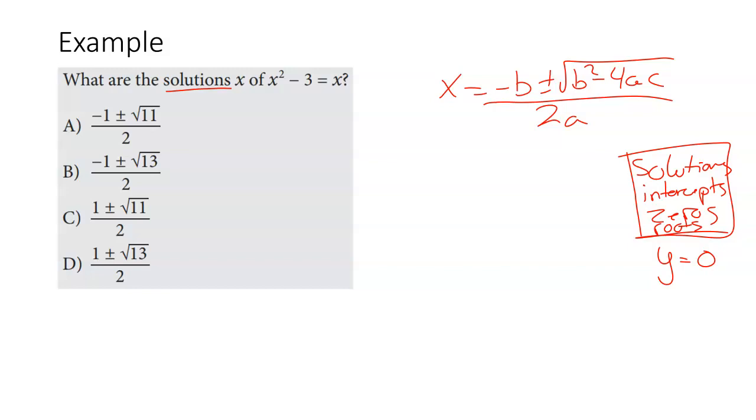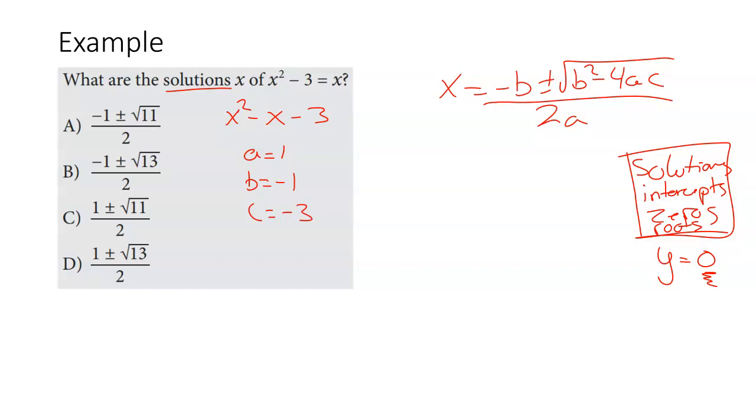Now that being said, what do I have to do with this equation before I can plug anything into my quadratic formula? We need to move the x over because my equation needs to be set equal to 0. I cannot use the quadratic formula unless my equation is set equal to 0. X squared minus x minus 3. What's my value for a? 1. It's the coefficient of the squared term. What's my value for b? Negative 1. The coefficient of the linear term. What's my value for c? Negative 3. The constant term.